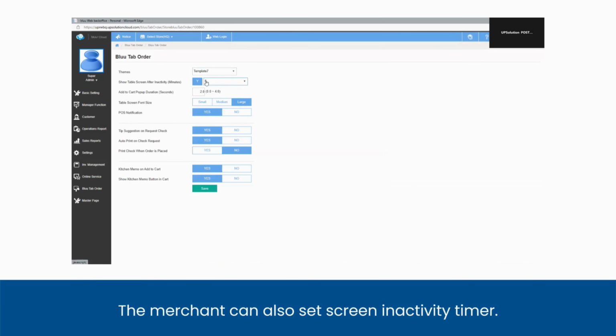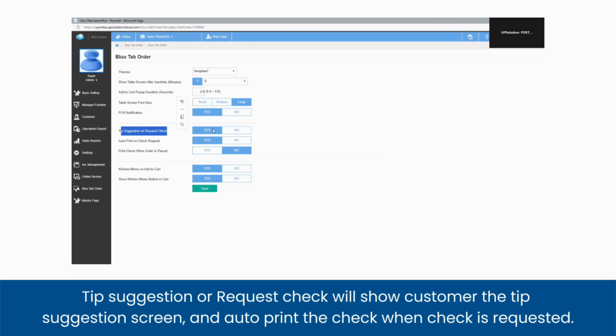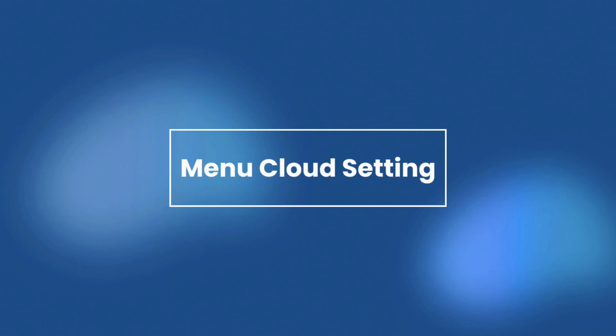The merchant can also set a screen inactivity timer. This feature will show the table number on the tab order screen once timed out. Tip suggestion or request check will show the customer the tip suggestion screen and auto-print the check when the check is requested.